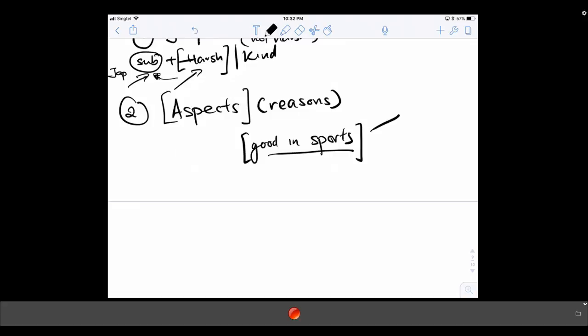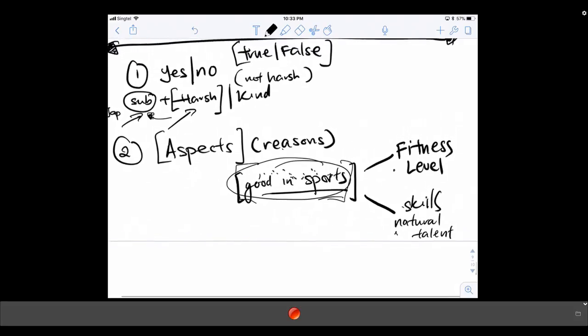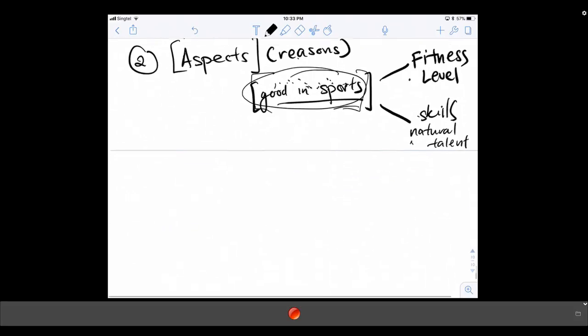Is it because his fitness is high? Fitness level is good? That attributes to the reason, the aspect why he's good in sports? Or is it due to, I don't know, his skills, his natural talent? Yes. So both these things contribute to someone being good in sports, but there are different aspects of why he's good. It's either good because of fitness or good because of skills. But the main comparison you're making is on how they are different in telling me in what way or in what aspect is he good in sports, or what are the reasons why he is good in sports. Okay, so these are the two kinds of ways that they can give you a difference question.